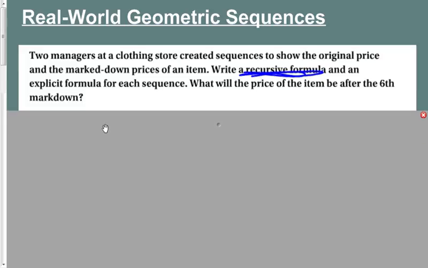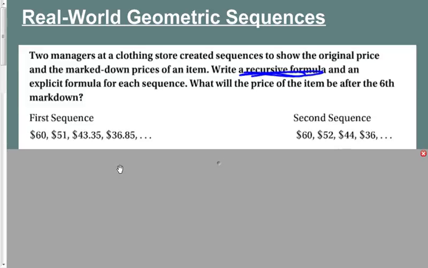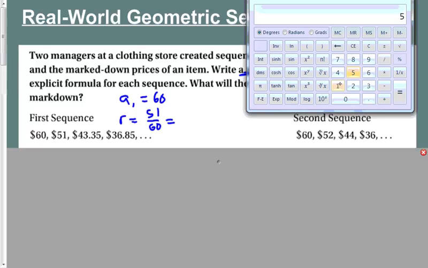So, here's our two sequences. The first is 60, 51, 43.35, 36.85. Now remember, to find that ratio, we have our starting point, our first one, which is 60. Now to find the ratio, you take any number, so we're going to do 51, and divide it by the one before that, 60. And that'll tell us our common ratio. So 51 divided by 60 is 0.85.